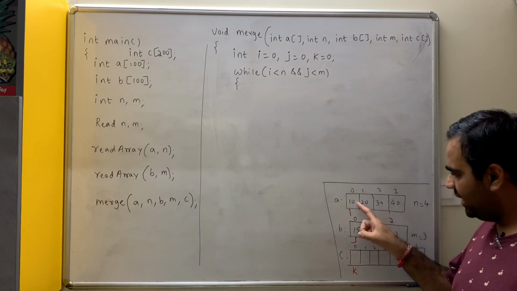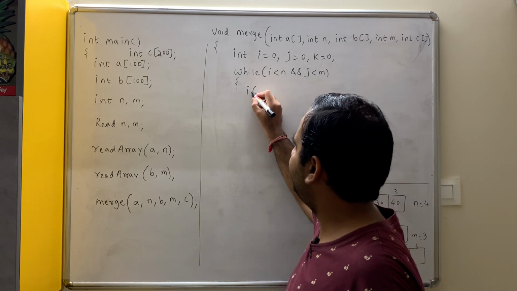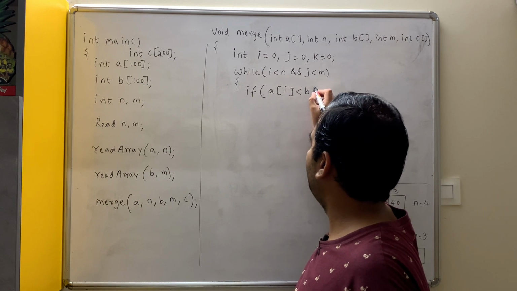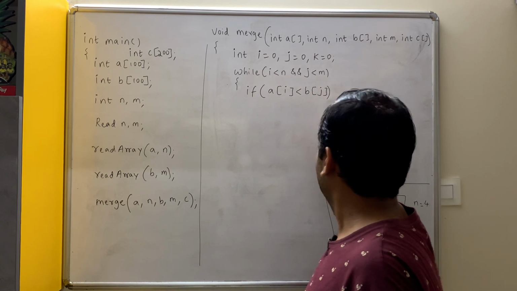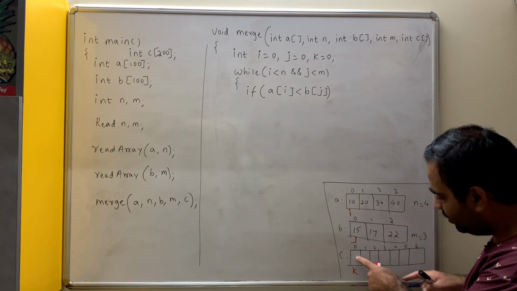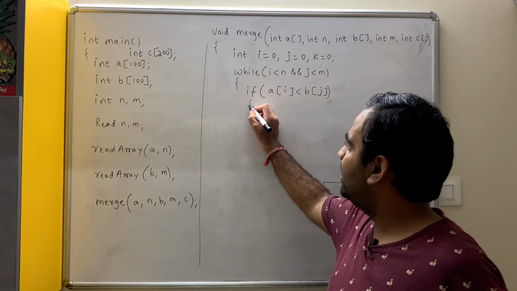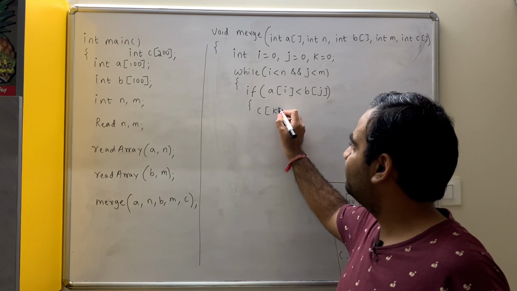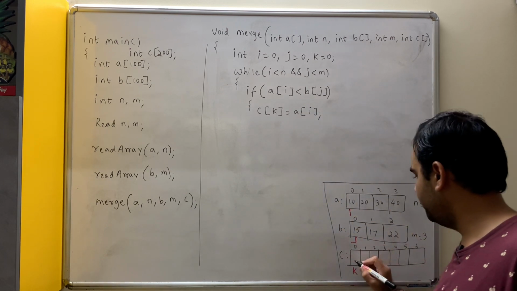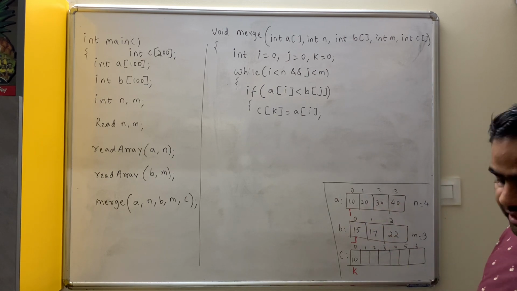I need to compare between 10 and 15, which is smaller. How do I write it? If a of i is less than b of j. Now is 10 less than 15? Yes sir, 10 is less than 15. Therefore 10 should be copied at index 0 of array C. How do I write it? I say C of k is equal to a of i. 10 is copied here. Next time you want to compare 15 and 20.